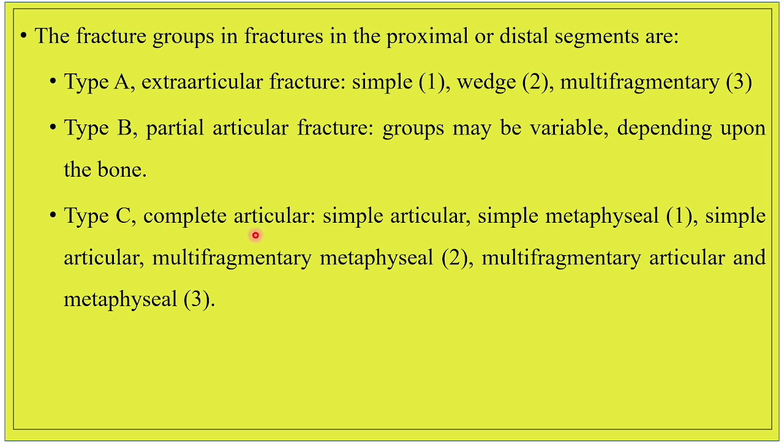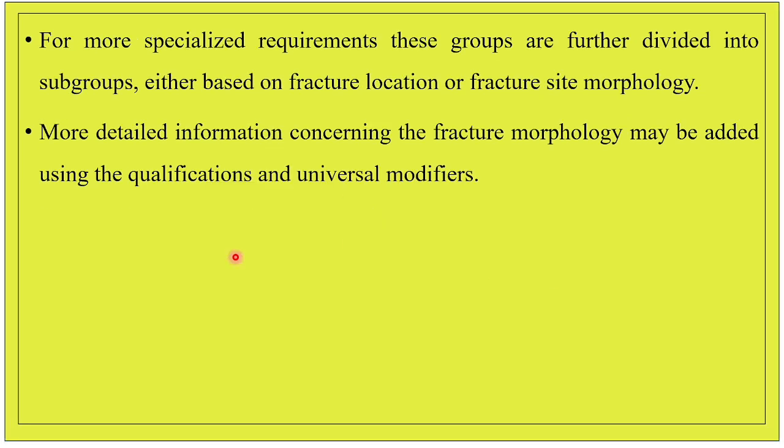And type C, that is complete articular, in which the simple articular, simple metaphyseal, simple articular, multifragmentary metaphyseal, multifragmentary articular, and metaphyseal. So simple articular, simple metaphyseal is the type 1, and simple articular, multifragmentary metaphyseal is the type 2, and multifragmentary articular and metaphyseal is the type 3. For more specialized requirements, these groups are further subdivided into subgroups either based on the fracture location or fracture site morphology. More detailed information concerning the fracture morphology may be added using the qualifications and universal modifiers.